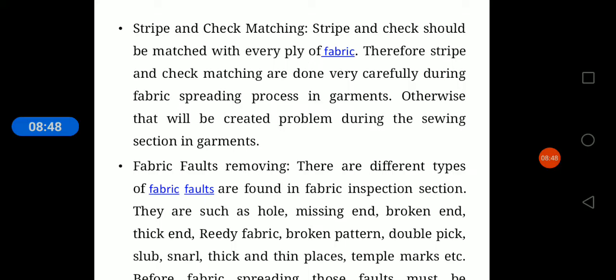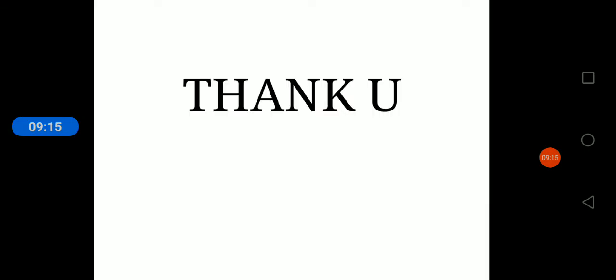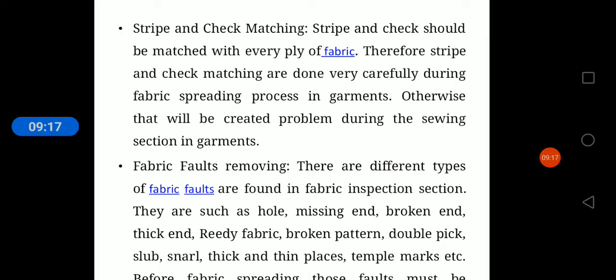Fabric faults removing. There are different types of fabric faults found in the fabric inspection section. They are such as hole, missing end, broken end, thick end, reedy fabric, broken pattern, double pick, slub, snarl, thick and thin places, temple marks, etc. Before fabric spreading, these faults must be removed. So these are the different types of faults.